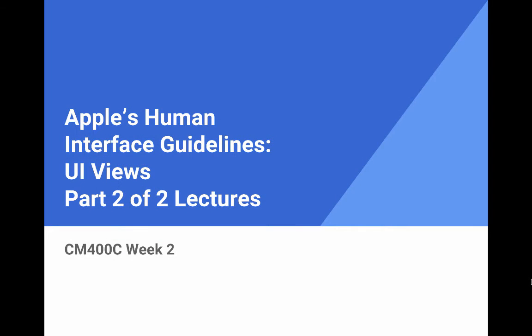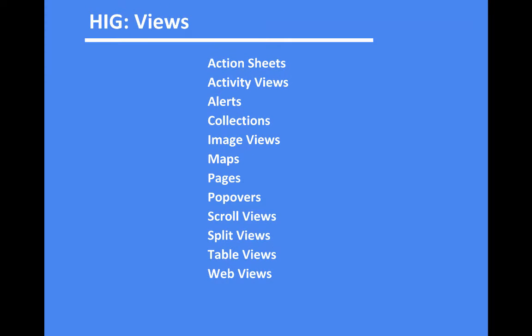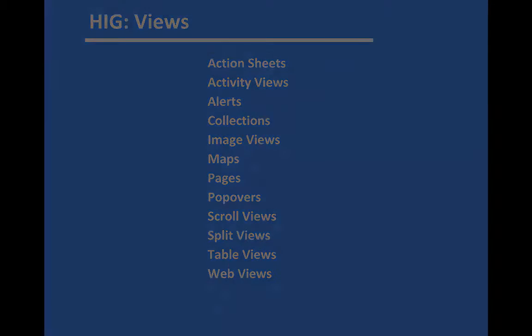All right, we just learned about UI controls. Let's dive right into UI views. Apple has identified 12 different types of views. Views enable the viewing of specific type of content. This content can range from texts, images, video, web, maps, and much more, which we will learn about today.